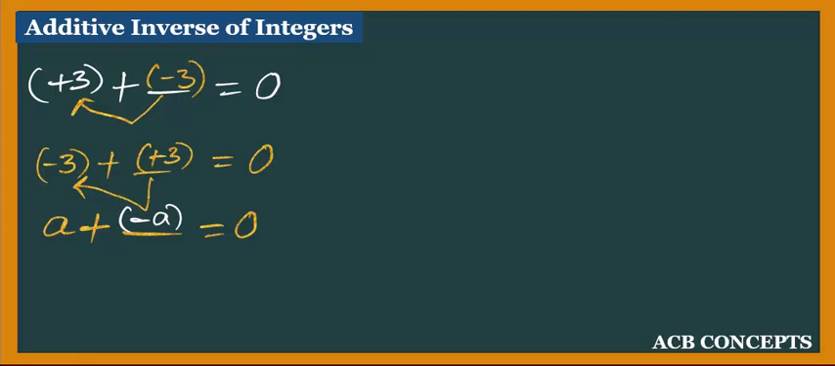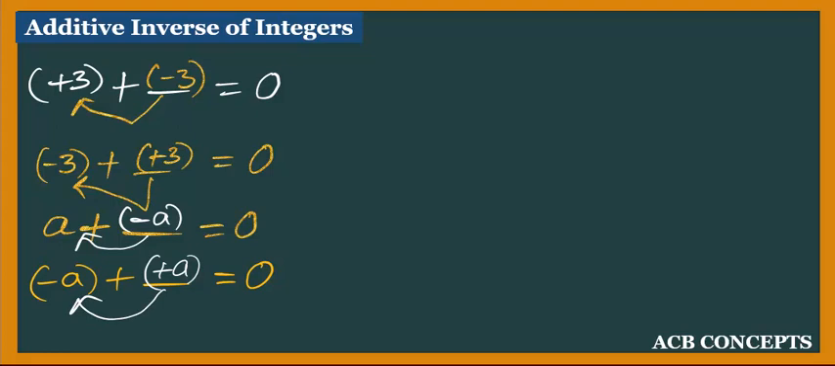Again I am taking minus a as an integer, and additive means plus. So how much do I need to add to minus a to get the additive identity 0? Here the answer is plus a. So minus a is the additive inverse of plus a, and plus a is the additive inverse of minus a. Plus a, minus a are additive inverse to each other.